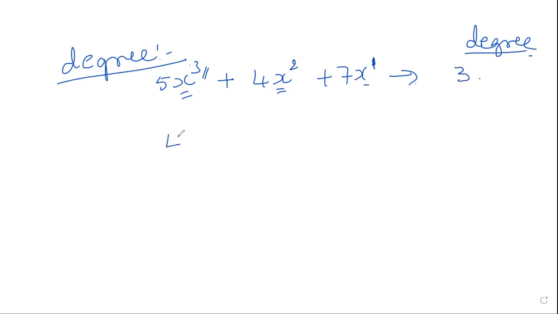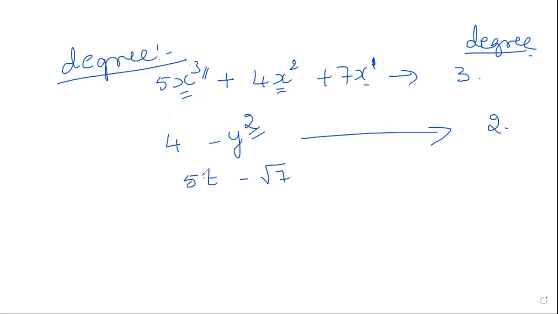Next one, 4 minus y square. What is the degree of the polynomial here? What is the power of y? Highest power is 2. So it is 2. 5t minus root 7. So which is the variable here? T. What is power of the variable? Yes, it is 1.